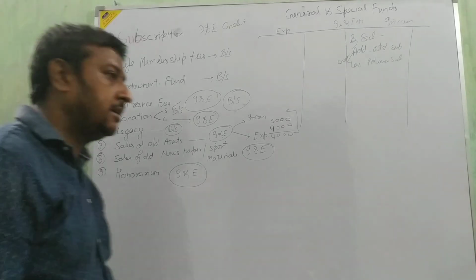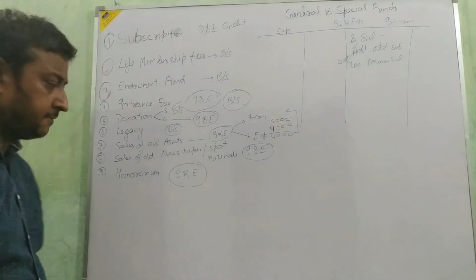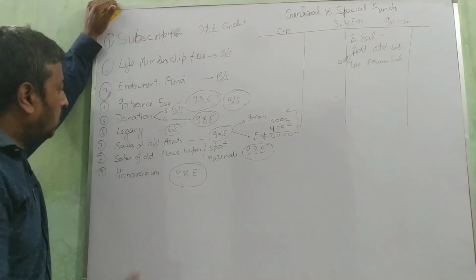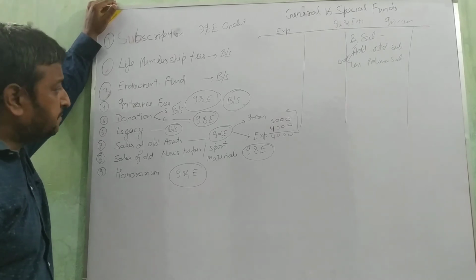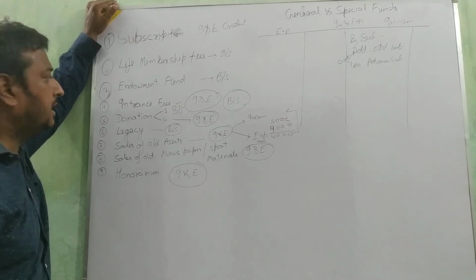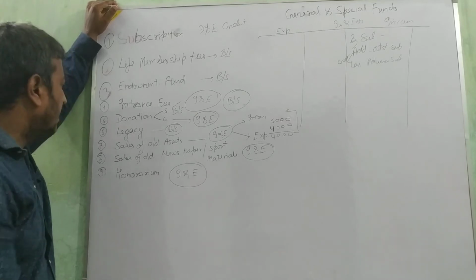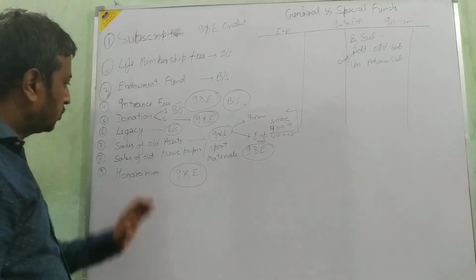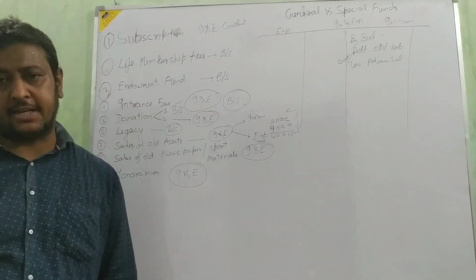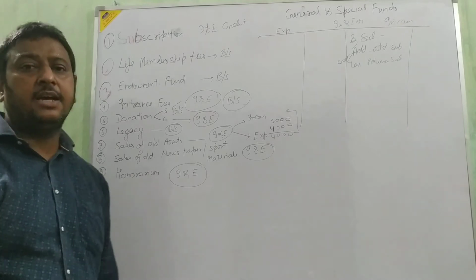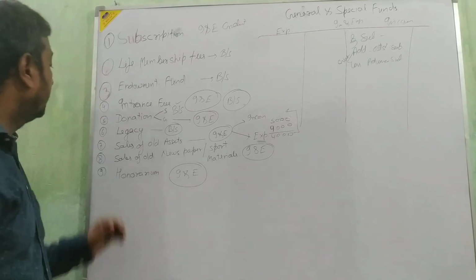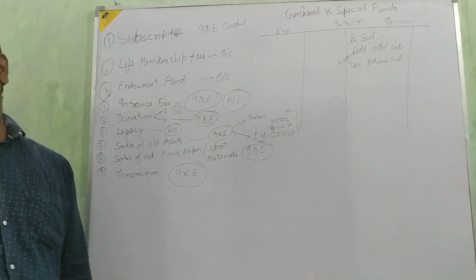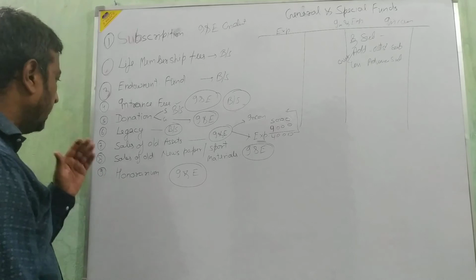Next is donation. Two types of donation are there. One, special donation, shown in the balance sheet. Okay beta, and general donation is shown where? In the income and expenditure account. Then legacy is always shown in the balance sheet.